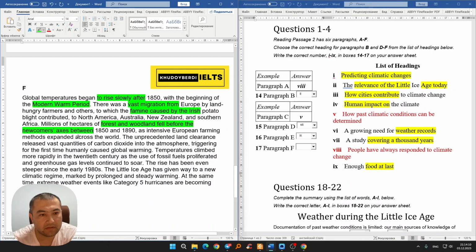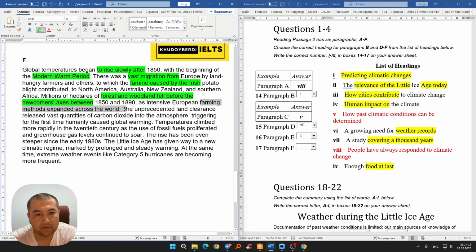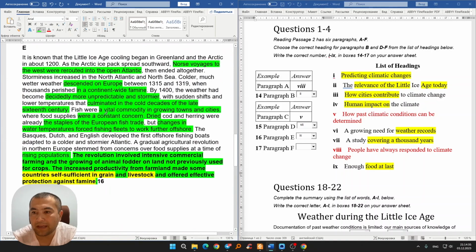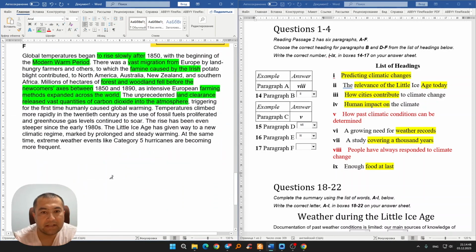Intensive European farming methods expanded across the world. Unprecedented land clearance released vast quantities of carbon dioxide into the atmosphere. Climate. This is the key word, climate. And we have human impact and the climate at the same time. However, if you paid attention here, we had human impact, but we didn't have climate, and we had food. That's why I had to put 16 here. But here, it's driving me to put which one? So 4, I think so, but let's wait.